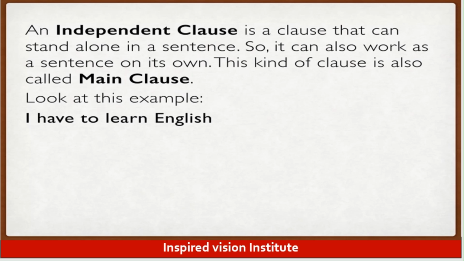One is called an independent clause. That is a clause that can stand alone in a sentence. So it can also work as a sentence on its own. This kind of clause is also called a main clause. Look at this example. I have to learn English. So here, I have to learn English is an independent clause, or you can say it is a sentence. It does not need anything else to complete its sense. That is known as an independent clause or main clause, or you can say it is a complete sentence.